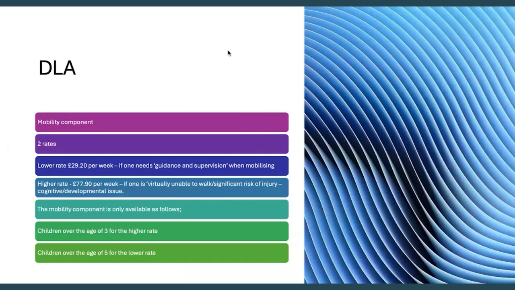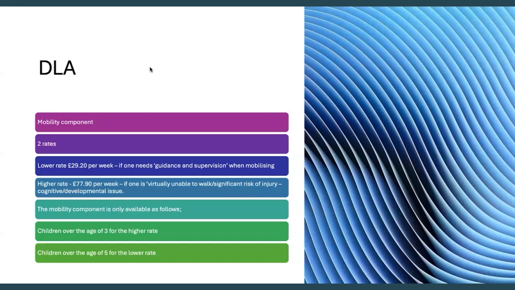So the mobility component, there are 2 rates. The lower rate of £29.20 a week. The lower rate is really concerned with guidance and supervision when mobilizing. So this is looking at perhaps a behavioral problem, for example, or a learning disability that would mean that there's a risk, for example, of a child running out in front of a car, and they would need to be supervised in order to mitigate any damage occurring as a result of that. And the higher rate of £77.90 a week, this is the definition: if one is virtually unable to walk or at significant risk of injury. So this is looking at the physical side of mobility, things perhaps like slower walking pace, breathlessness, fatigue, muscle aches, pains, that sort of thing.